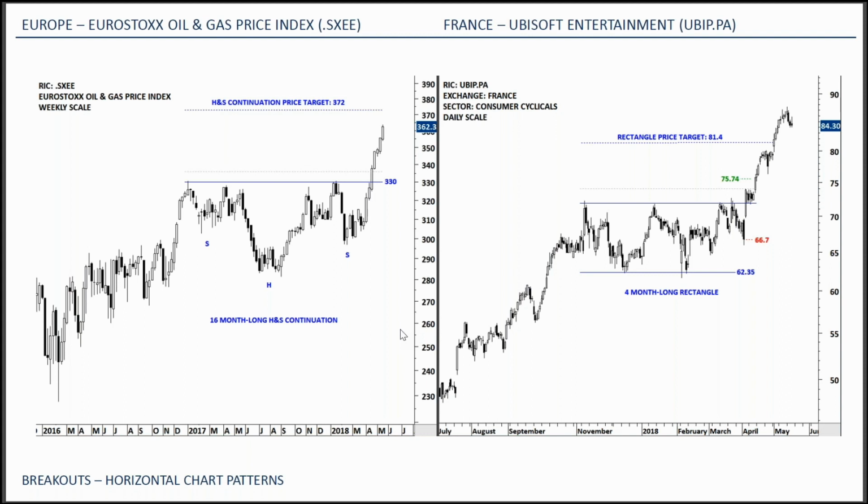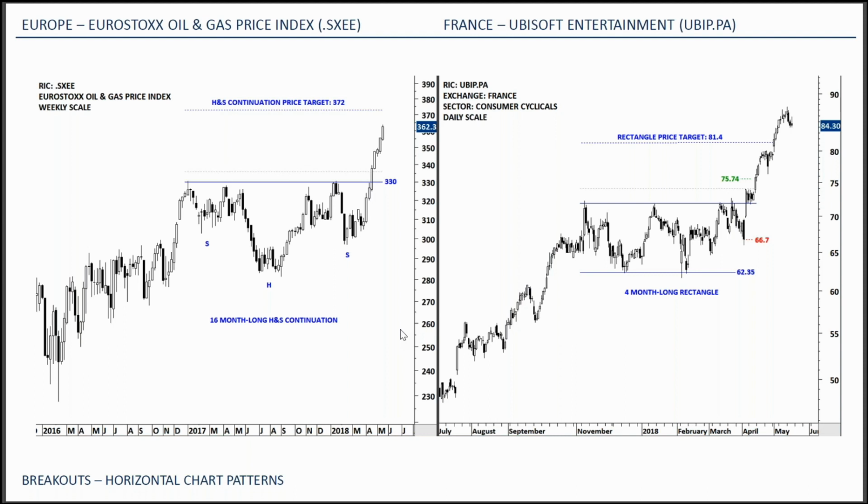So that's why when I'm being very selective with horizontal chart patterns, I'm also looking at several tests of chart pattern boundaries before a breakout takes place. So this was also another point that I wanted to discuss.